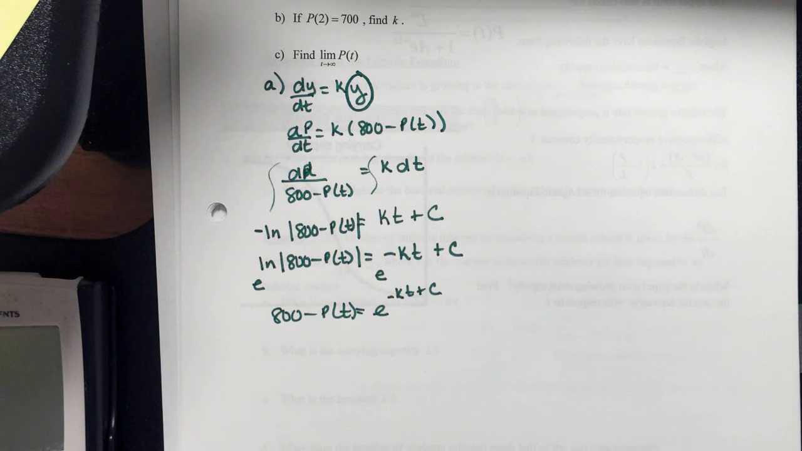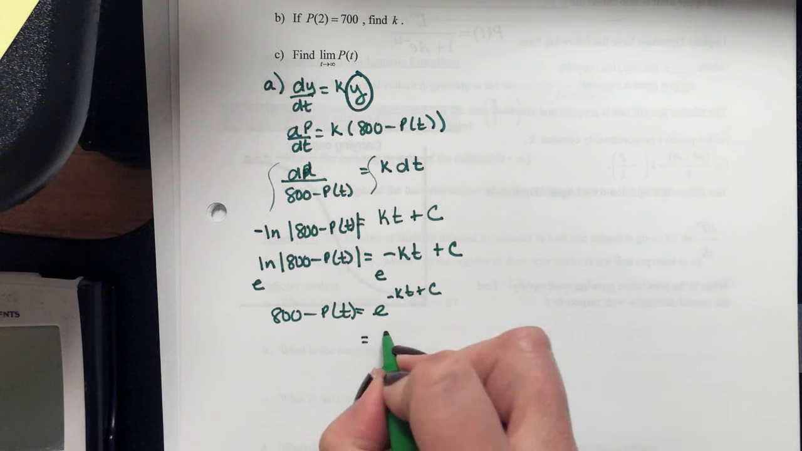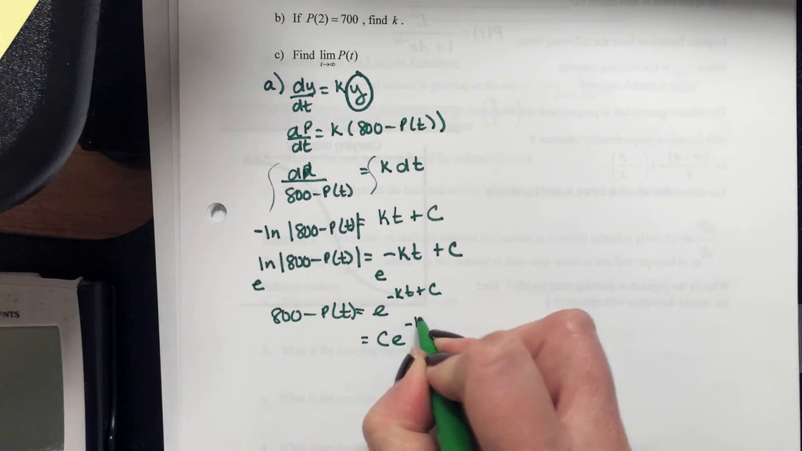Or what's another way to write the right-hand side? Another way to write this right-hand side is going to be what? C times e raised to the negative kt.